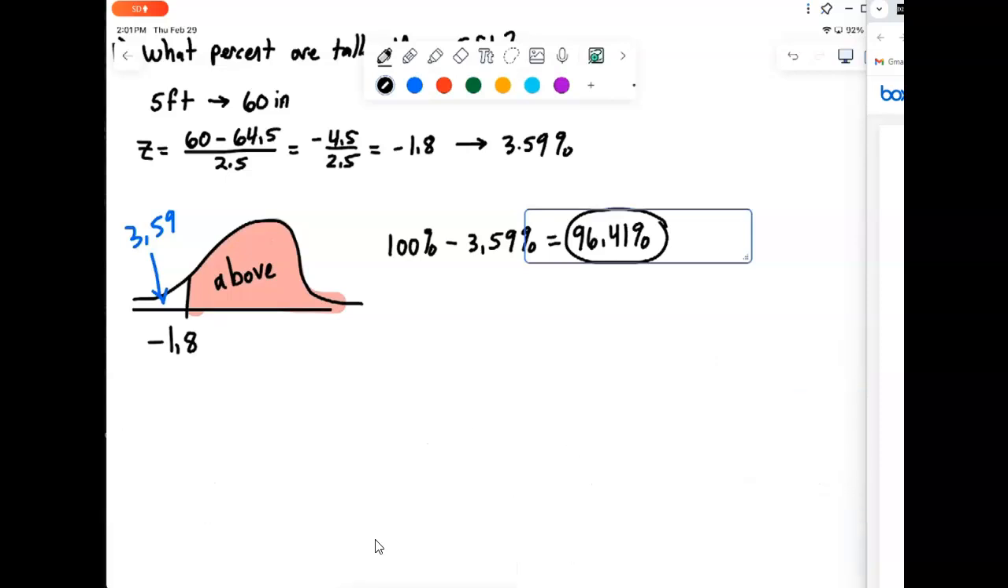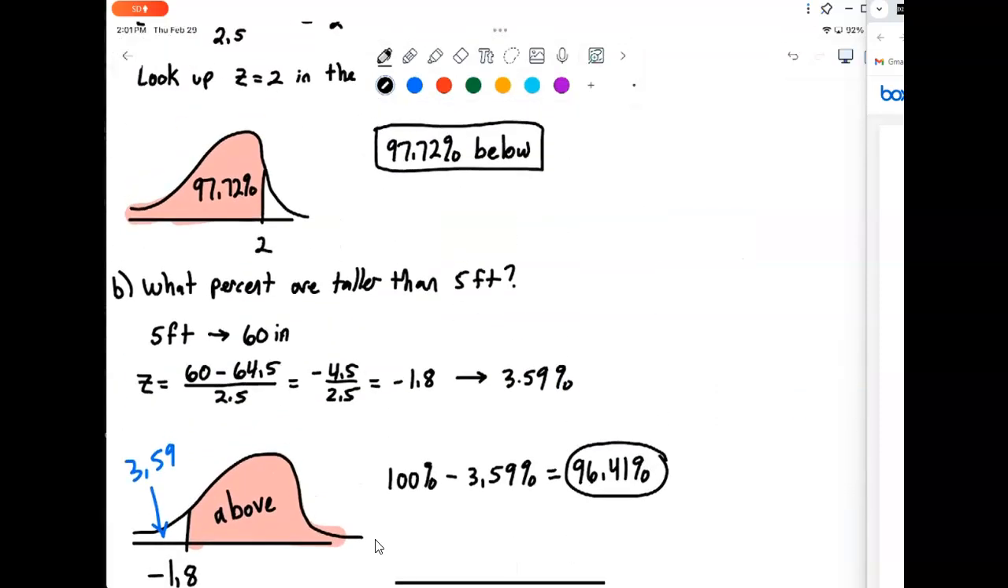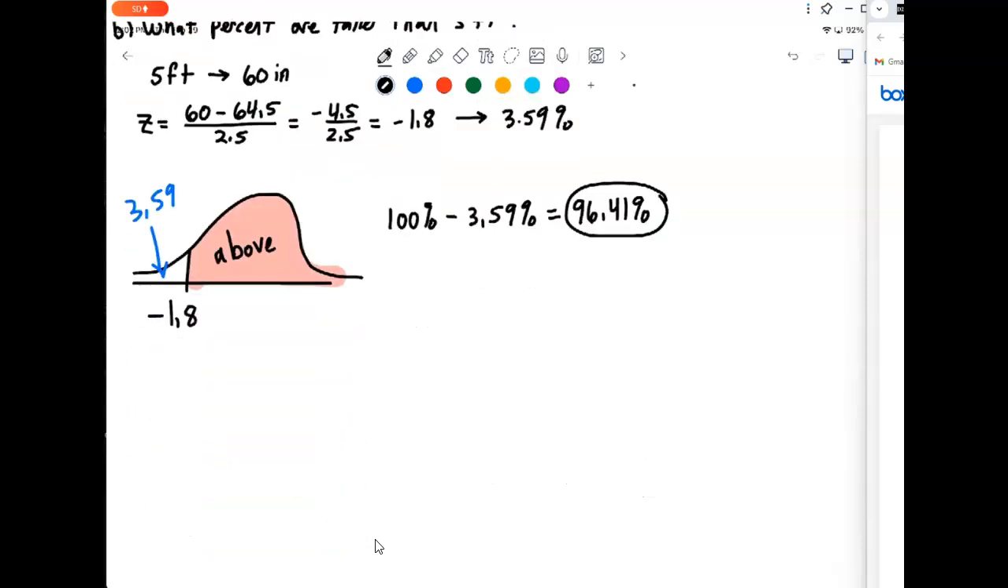So that's if we're dealing with above. Below, again, as we saw, we just take the chart value and that's it. For above, what we have to do is we take 100% minus the chart value, and that'll tell us the percent that falls above a certain level.